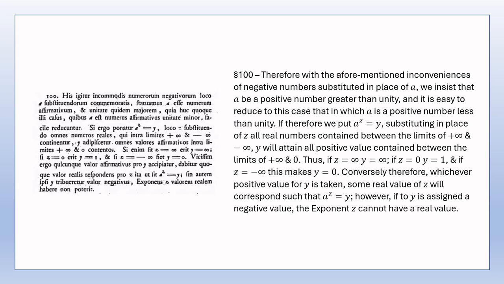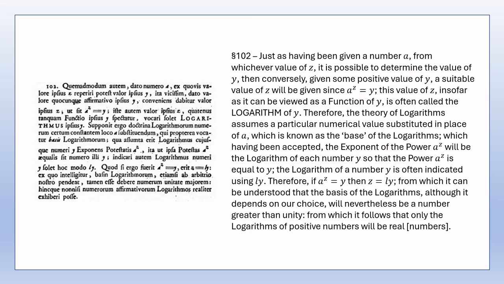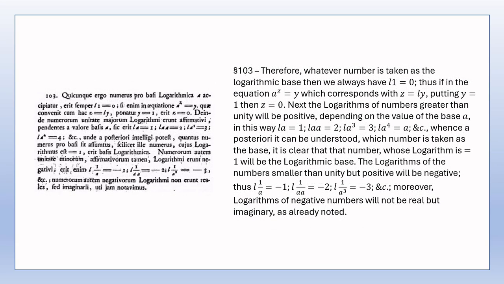Section 101 indicates some properties or laws of indices. Section 102 defines the notion of logarithm and what is meant by the term base in relation to logarithms. Section 103 shows some basic properties or laws of logarithms. And note that, unlike the modern notation for logarithms, the base of the logarithm is not explicitly symbolized in the notation used by Euler for logarithms. The base of the logarithm would presumably therefore have to be determined from the context.